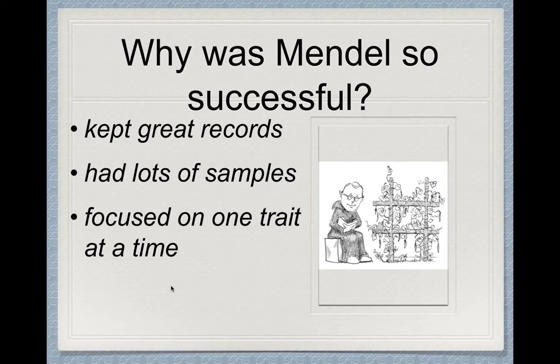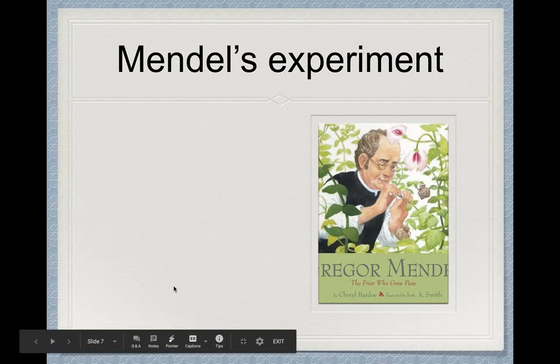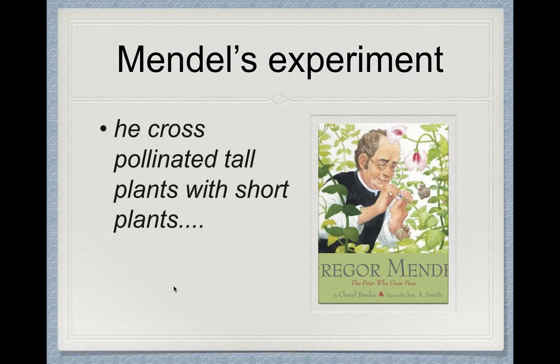He also tried to keep it simple. He focused on one trait at a time. He wasn't looking for combinations of purple flowers, tall pea plants, and wrinkled seeds. He just looked at height and tried to see the pattern in the various generations. He just looked at flower color and tried to see the patterns that existed. So Mendel cross-pollinated tall plants with short plants.